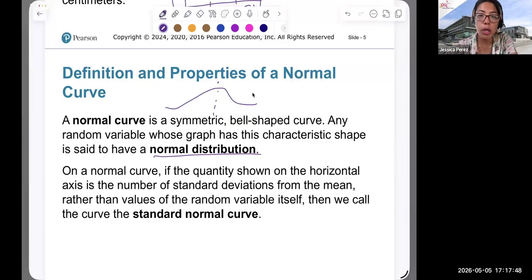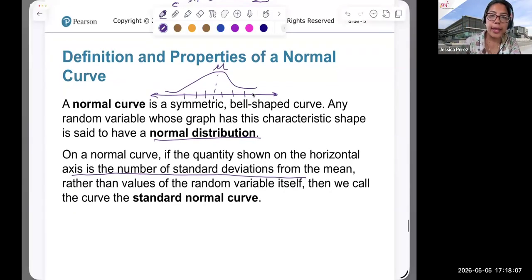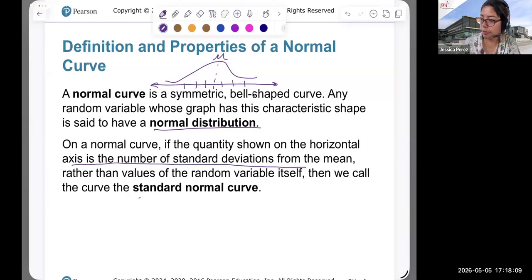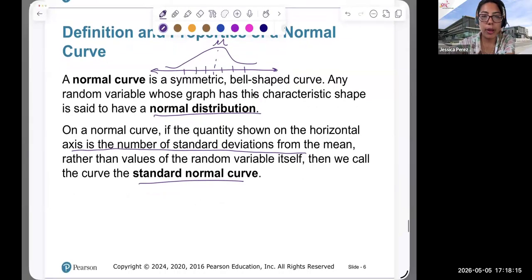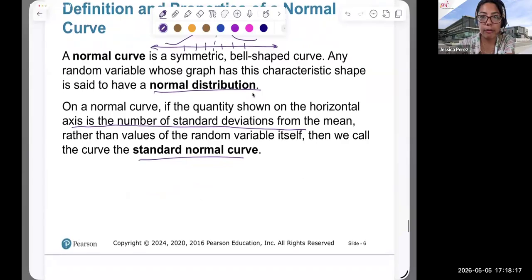On a normal curve, if the quantity is shown on a horizontal axis, so this is a horizontal axis, then there's going to be the axis of standard deviations away from the mean. So these dots are standard deviations away from the mean, where your mean is right here in the center. And that is called a standard normal curve. A standard normal curve is where they're measured as a distance away from the mean instead of as a random variable.